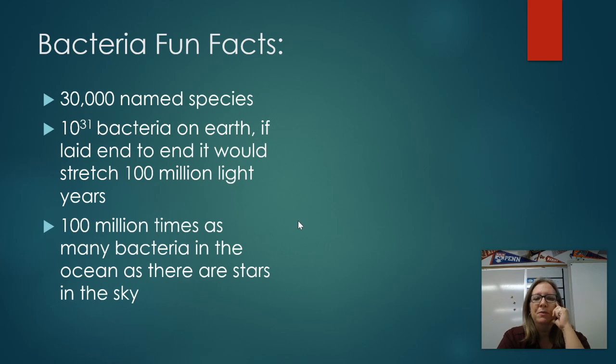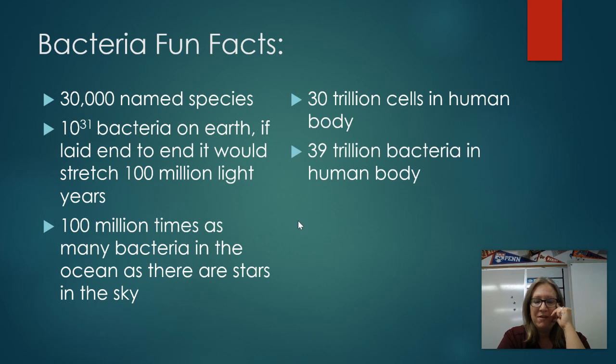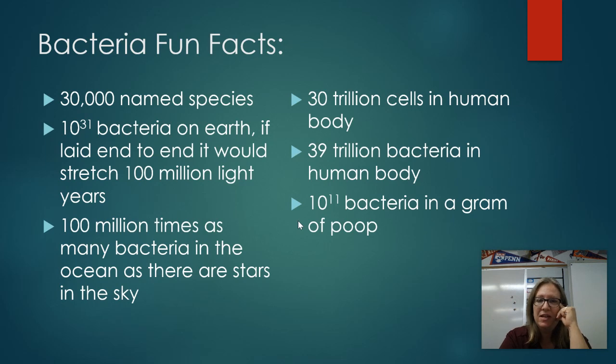There are 100 million times as many bacteria in the ocean as there are stars in the sky. The ocean is just teeming with bacteria. You should definitely shower after going into the ocean, okay? Our bodies have 30 trillion cells in them. We have 39 trillion bacteria in our body. We have more bacteria in our body than we have cells in our body. That's just wild. They're a lot smaller than the cells, though. Most of it, though, is in our digestive system. Most of it is in poop, okay?